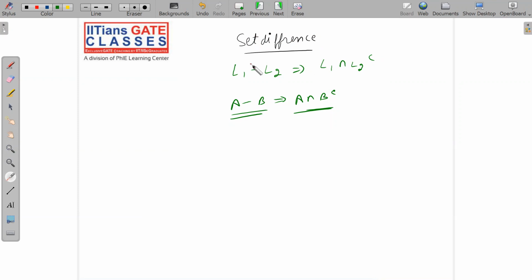Rest won't be closed. So what about regular? Regular is closed under intersection as well as complement. So regular will be closed. What about CFL? CFL is neither closed in intersection nor in complement. So CFL won't be closed in set difference. CSL is closed in both intersection as well as complement. So CSL will be closed. RE is closed under intersection but not closed under complement. So I have said that in both these operations, the language should be closed, intersection as well as complement. Only then it will be closed in the set difference. So I think you have got the point that regular and CSL will be closed. CFL and RE won't be closed.